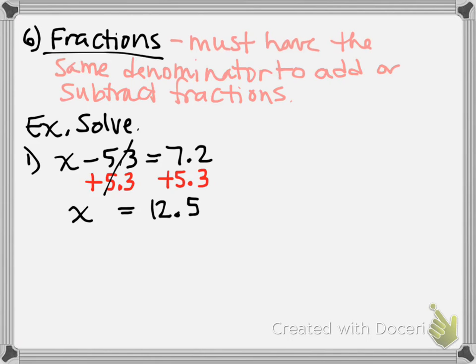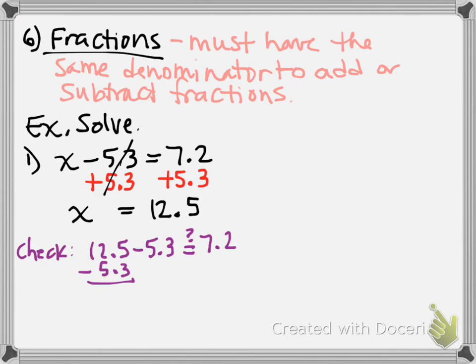Now, the one thing, I don't know why, but people don't want to do a check. But this is how easy a check is. Go back to the original equation and substitute in for the x, 12.5, and find out if it actually does equal 7.2 when you subtract the 5.3 from it. So I'm going to reline these up, do my subtraction, and I get 7.2 does equal 7.2. So what I've just done is verify that yes, my answer x equals 12.5.